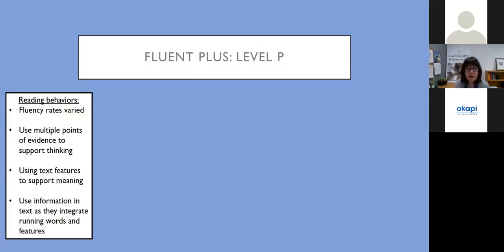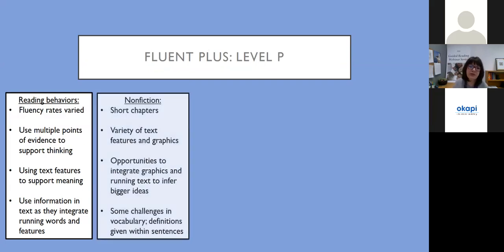And so when I began to think about text for this group, because their fluency rates varied, one of the things that I might want to do is make sure that the book has short chapters, so that when I ask the kids to read in guided reading, if there's a long amount of text that they have to read in that moment, those fluency rates will start to show. So I can use shorter chapters to help them to be able to finish closer together at the same time.